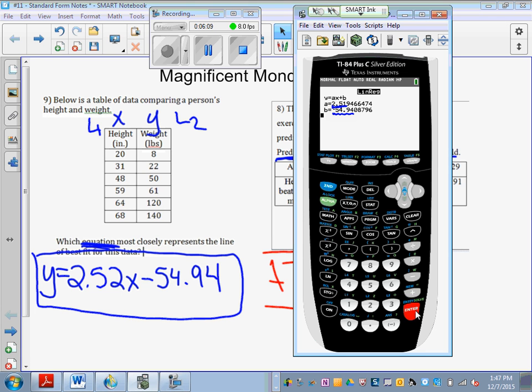Because it says 2.519, we want to round to the second decimal place. So we look over. Since 9 is larger than 5, that makes 1 round up to 2. So if it's 5 or higher, then it rounds up to the next number.